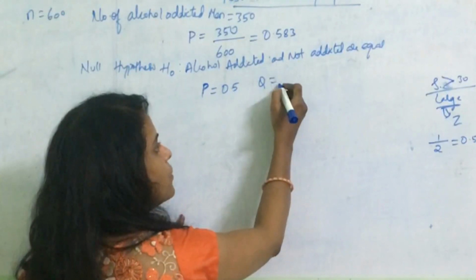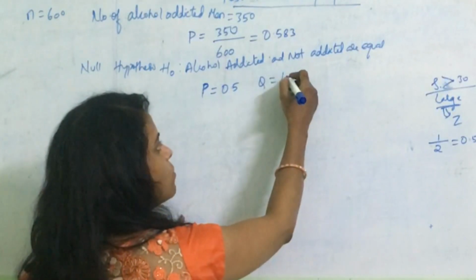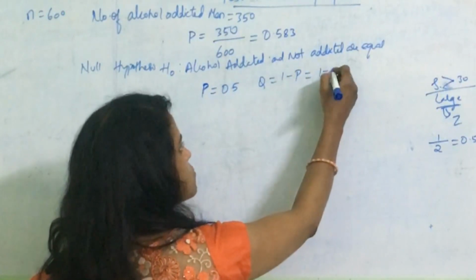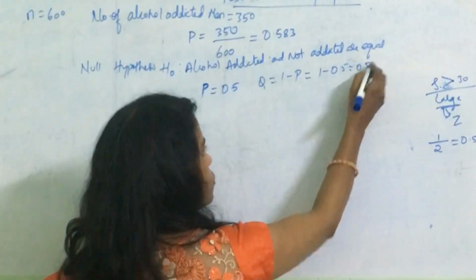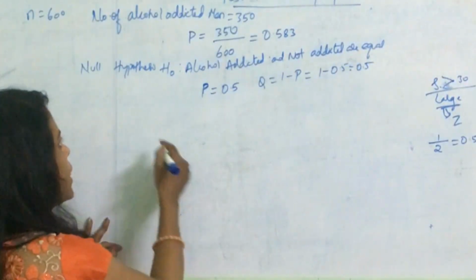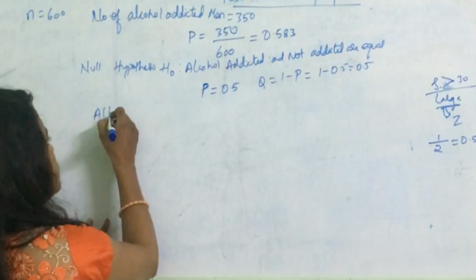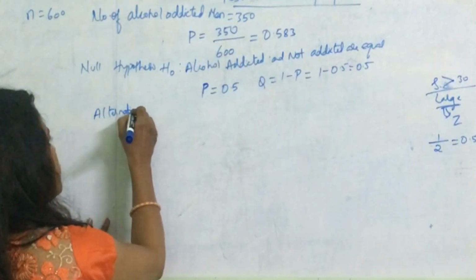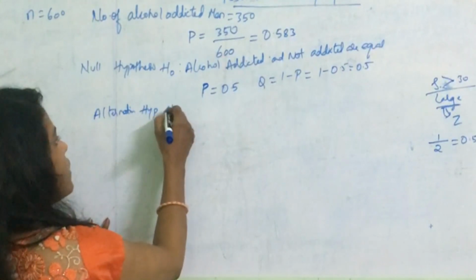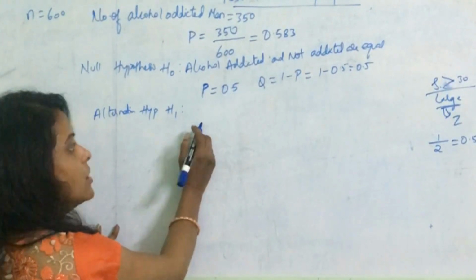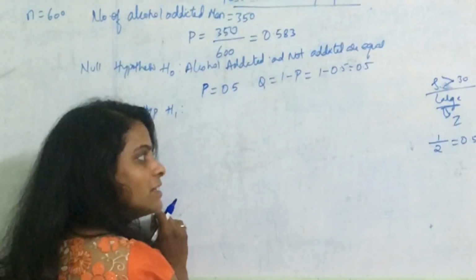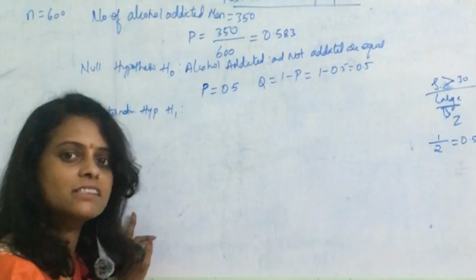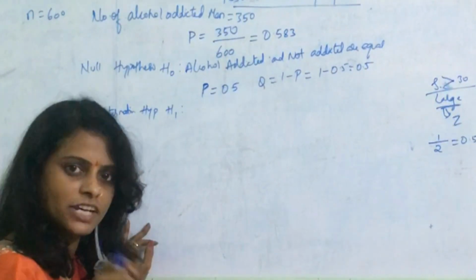Then Q, we need to find out what is Q. Q equals 1 minus P. That is 1 minus 0.5, which is 0.5. Okay. Then you have the alternative hypothesis. The alternative hypothesis is represented by H1. So what they have asked there is that more people in that city are alcohol addicted.